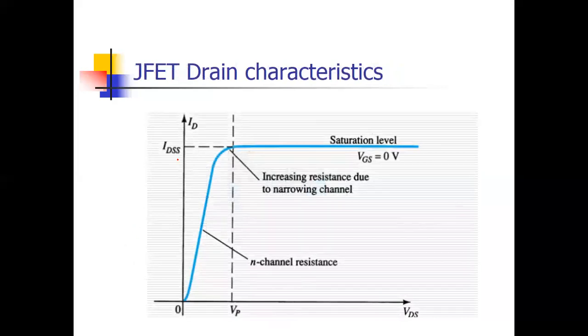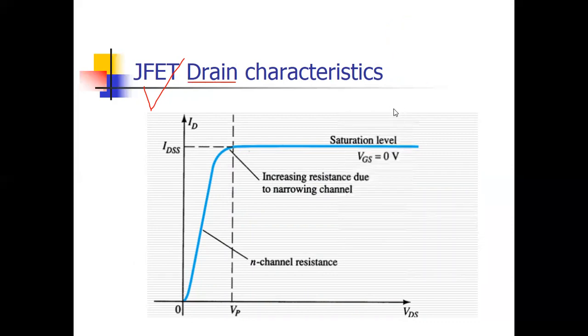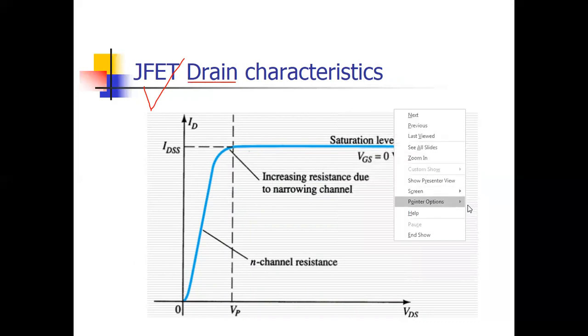Now come to the characteristics. As in BJT, there were two types of characteristics, input and output. Same in JFET, two types of characteristics, drain and transfer. If you know the symbol of FET, there were three terminals. The terminals were gate, drain, source.